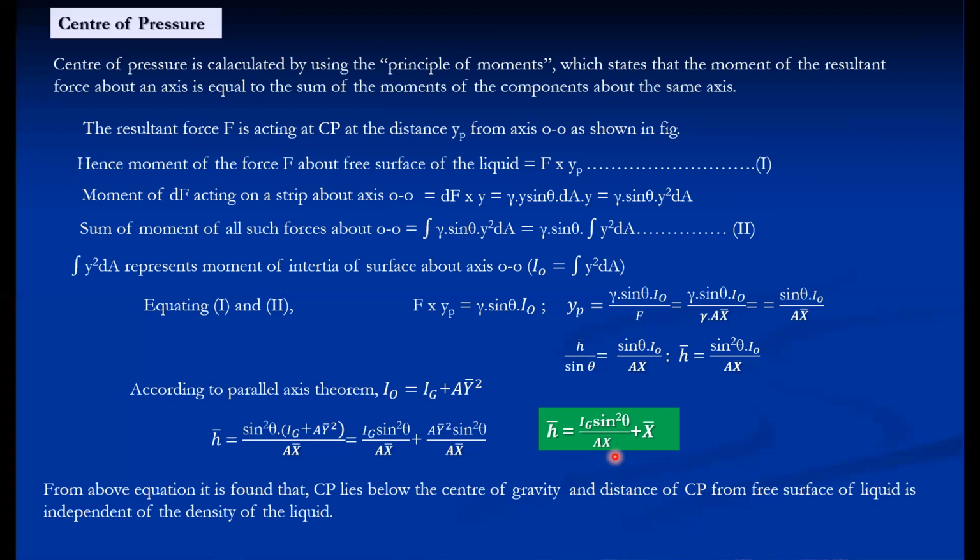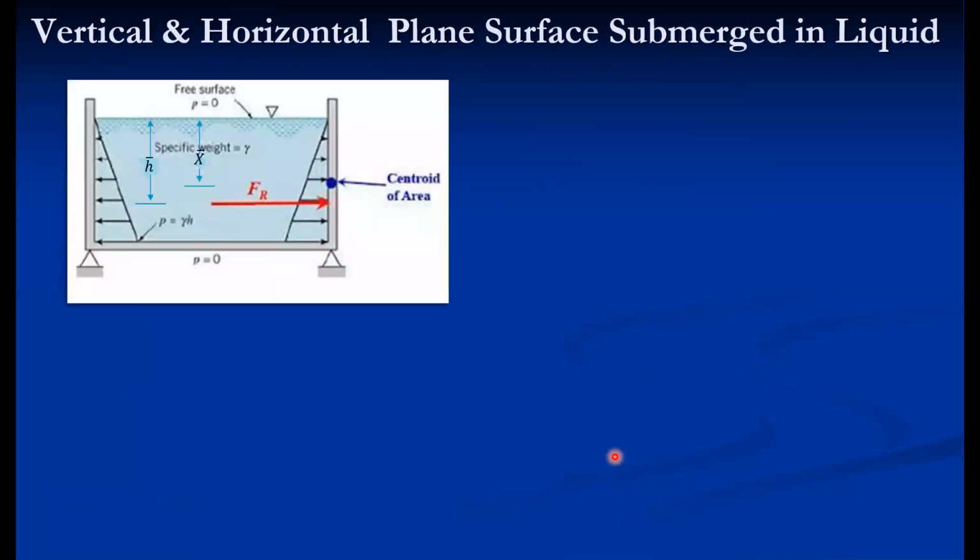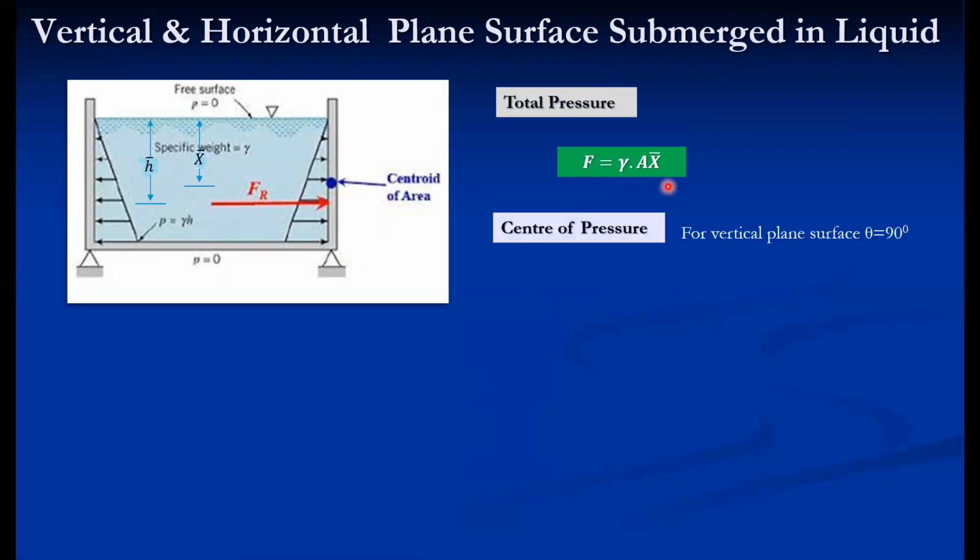The same expression can be used for determining the expressions for a vertical plane surface as well as a horizontal plane surface. As far as a vertical plane surface is concerned, theta is 90 degrees. The total pressure remains the same, gamma A x bar, and for the center of pressure, sine 90 is 1, so sine square theta is 1. So Ig upon A x bar plus x bar is the expression of the center of pressure for a vertical plane surface.